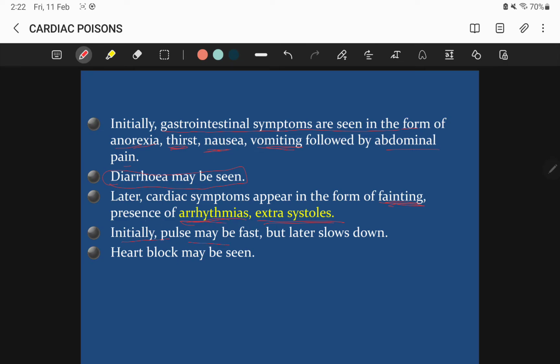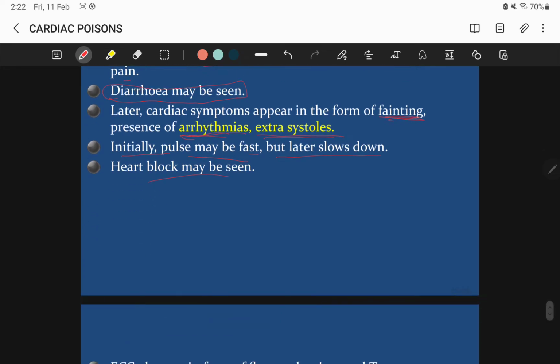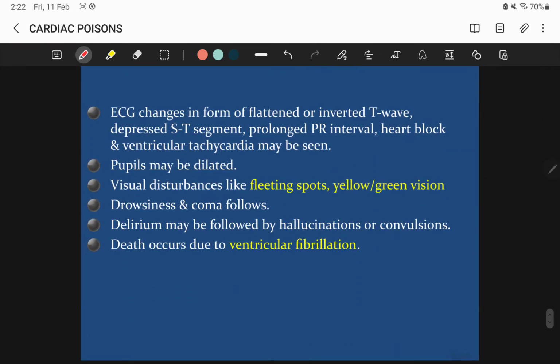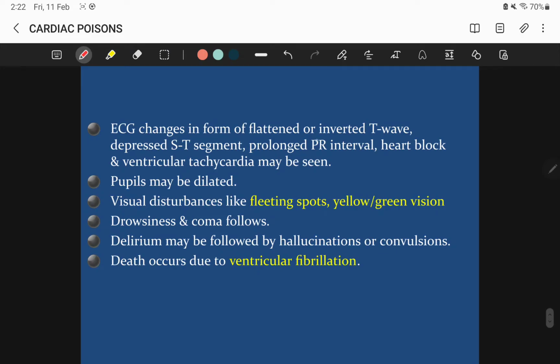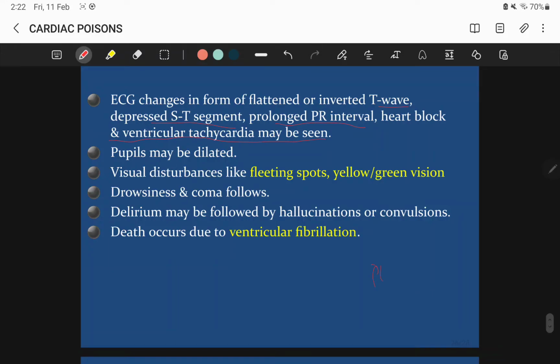Initially the pulse may be fast, but later it slows down, and heart block may be seen on ECG. On the ECG, changes appear in the form of flattened or inverted T wave, depressed ST segment, prolonged PR interval, and heart block and ventricular tachycardia may also be seen. On an ECG you see PQRST. So this is a normal ECG.